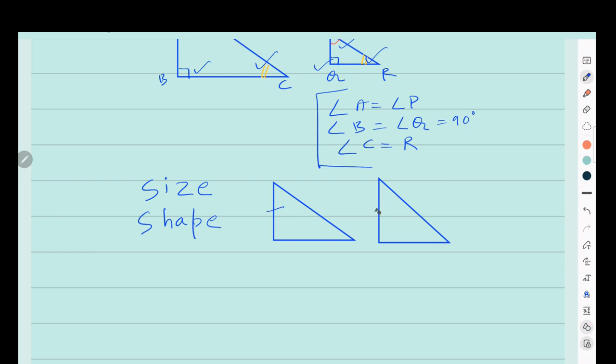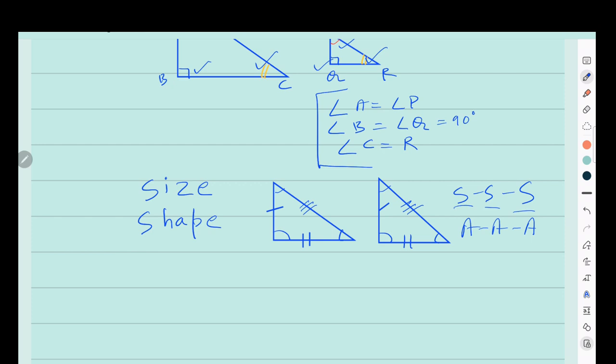If this side is equal to this side, and another corresponding side is equal to another corresponding side, and the third side is also equal in length to the other corresponding side. So all sides, what we call SSS, means side, side, side. All corresponding sides are equal. And in that case, what will happen? The corresponding angles will also be equal. So this will be equal to this will be equal to this. So this will automatically be satisfied.